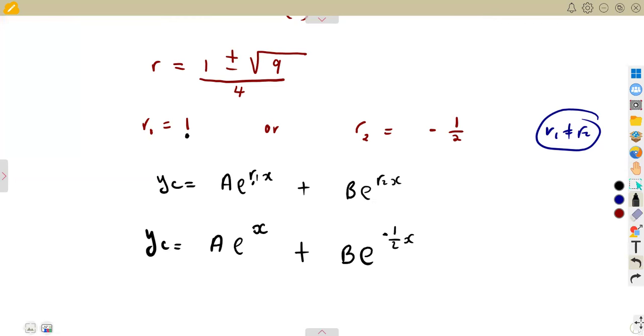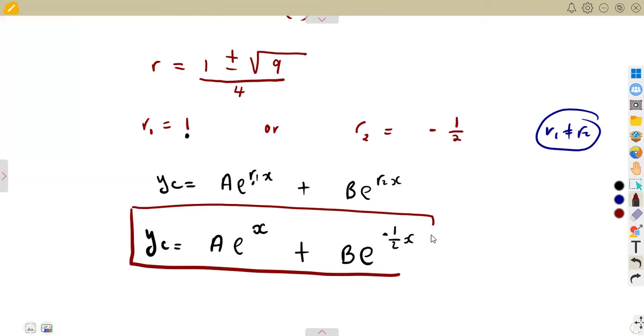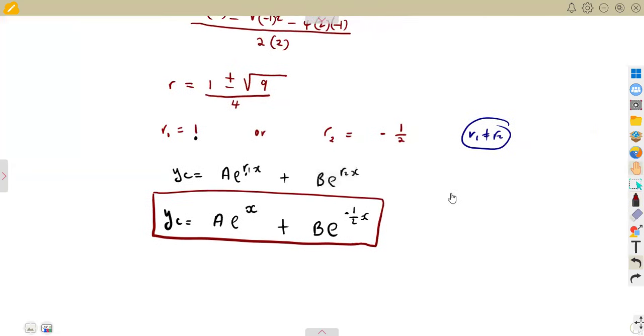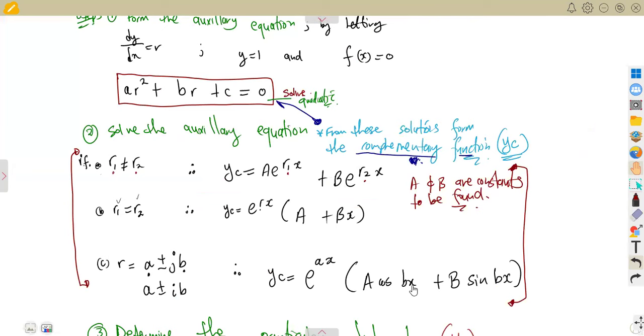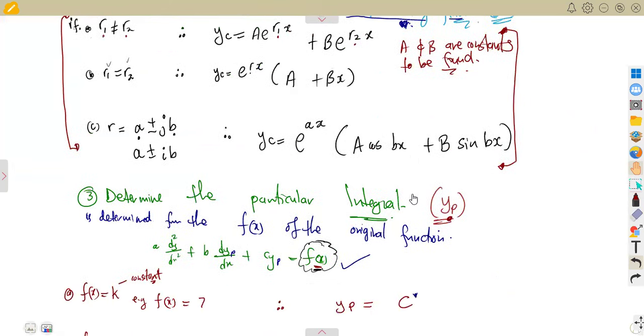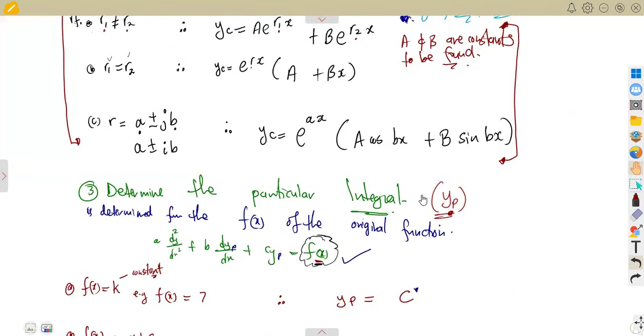So each and every part, it is for you to consider: what am I given? How do I simplify from there? All right, so let's just put this one aside. What are we going to need after this? The particular integral is now determined from the f of x.